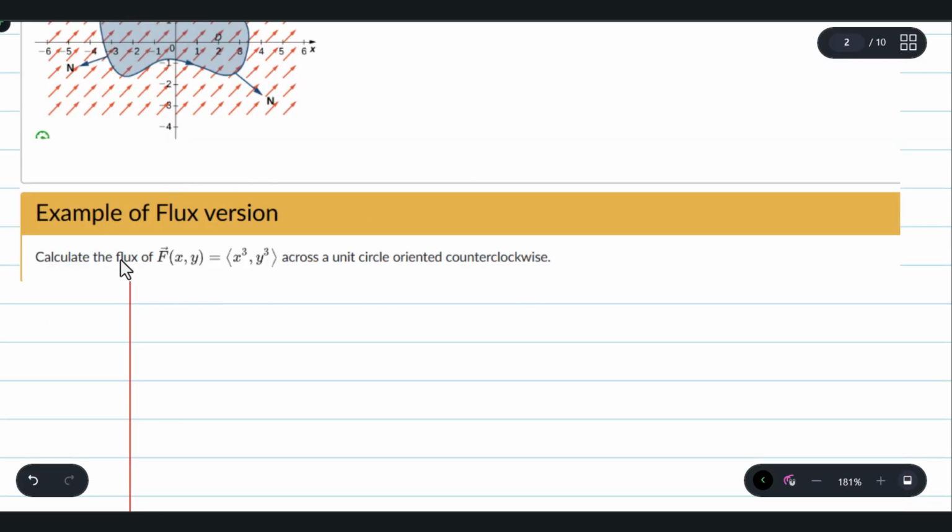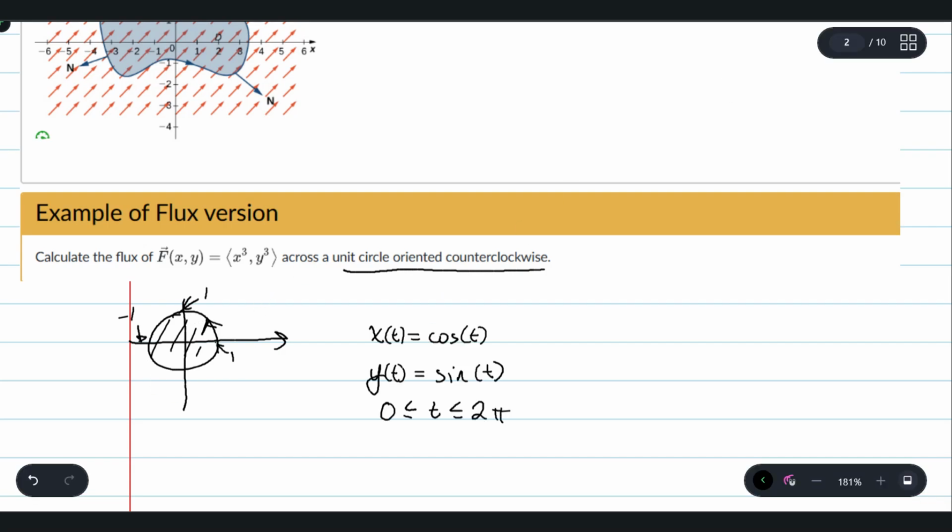Let's take a look at this example over here. First, we want to take a look at the region that we're looking at for this calculation, and it is the unit circle, so that is a circle of radius 1, centered at the origin. That's the region inside, and the circle's over here. I'm going to give the standard parameterization for that circle.